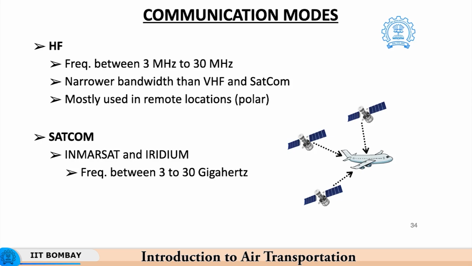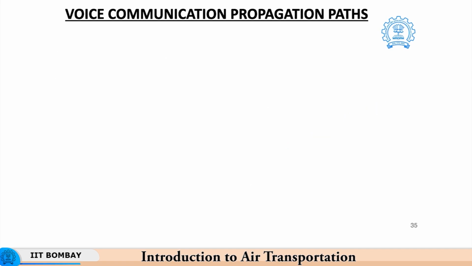The frequency allocated for such a communication mode is between 3 to 30 gigahertz. This type of communication mode has a wider bandwidth, and hence the communication related to SATCOM is carried out on a more global level, and more frequencies can be allocated for a particular application.